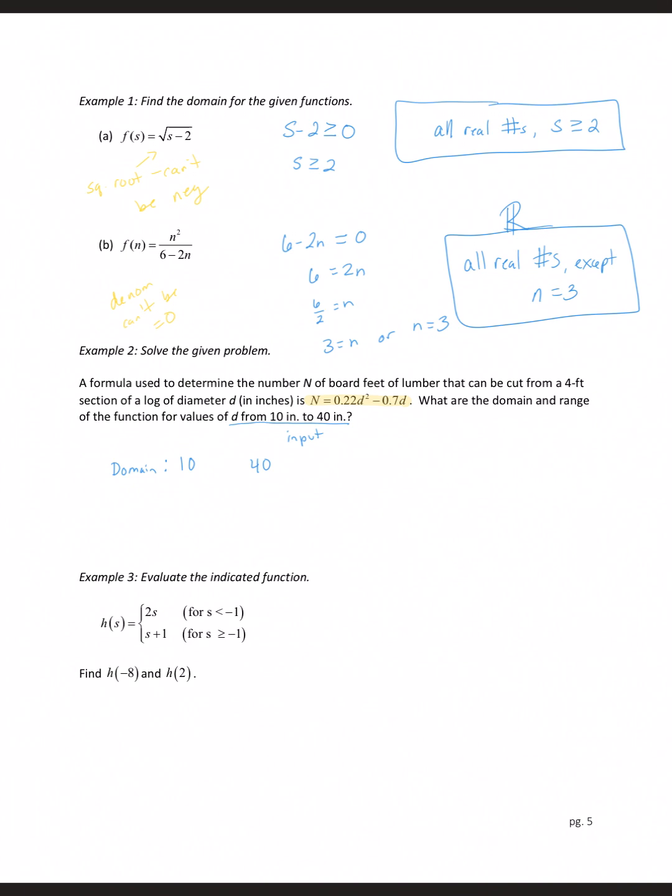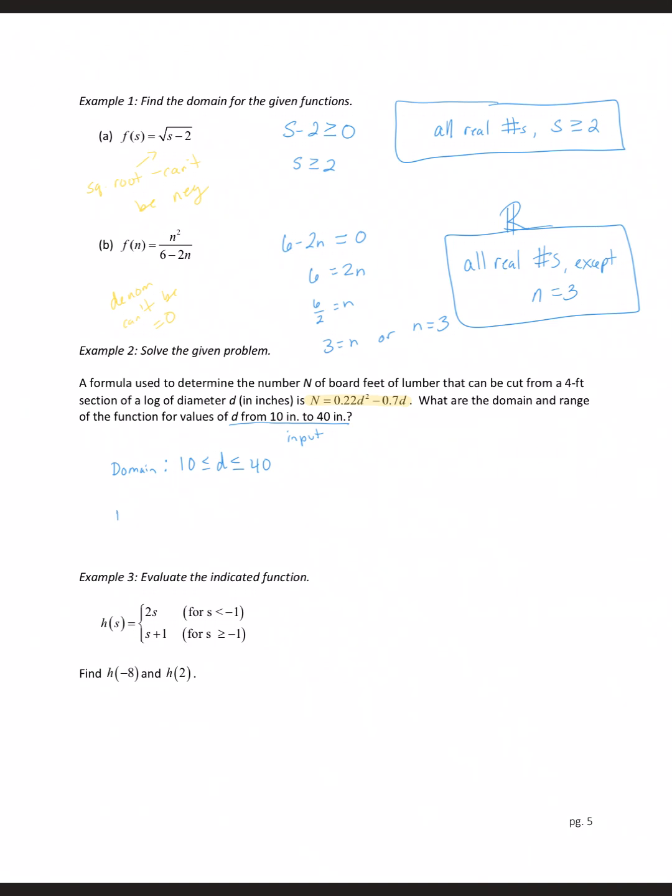Now what we want to do is write this using an inequality. So we can say all the values we want to find of, not n, but d. D has to be greater than or equal to 10, but we also need d to be less than or equal to 40. We're not concerned with the diameters that are smaller than 10 inches, and we're not concerned with the diameters that are larger than 40. So this is our domain.